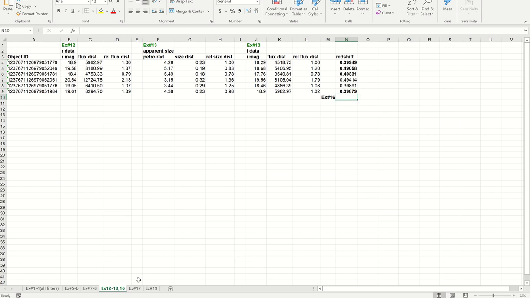Another thing you can do, I just wanted to show how you can take an average selectively of cells in Excel.